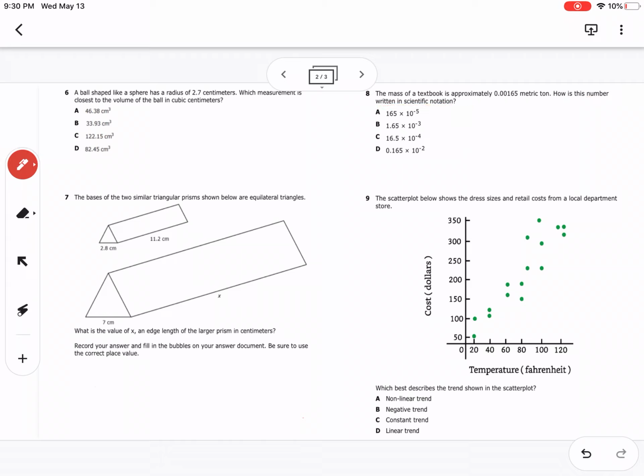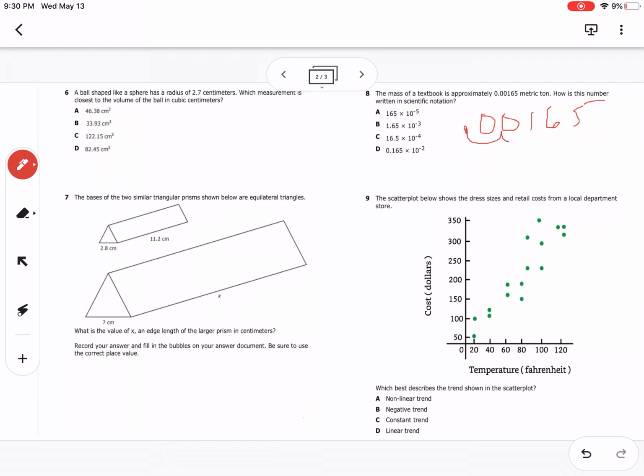I already have a video over this, so if y'all ever get lost, you can go to that video or you can come back to this one. Scientific notation is really easy. We always need to have one digit to the left of the decimal point, okay? So I'll write this out, 0.00165. We need to have one digit to the left of the decimal point.